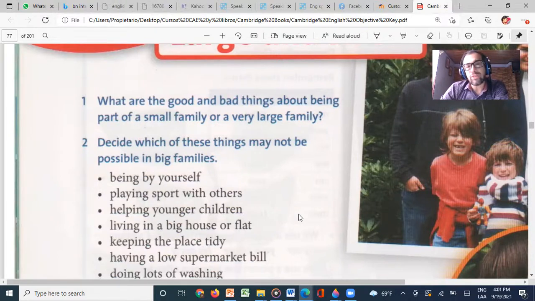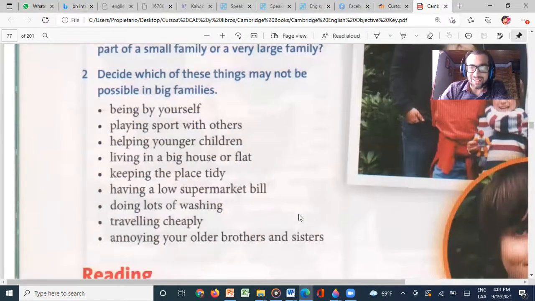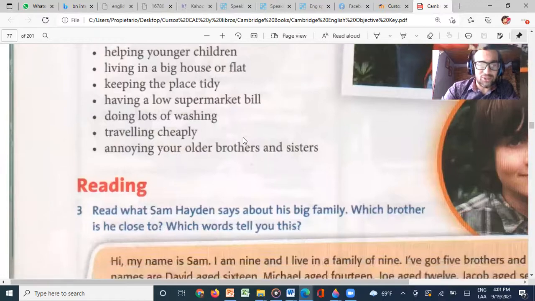Now it says decide which of these things may not be possible in big families. Being by yourself, playing sport with others, helping younger children, living in a big house or flat. Remember, flat is the same thing as apartment, okay? Next one says keeping the place tidy, having a low supermarket bill, doing lots of washing, definitely, and traveling cheaply, probably not. And annoying, I'm sorry, your older brothers and sisters.